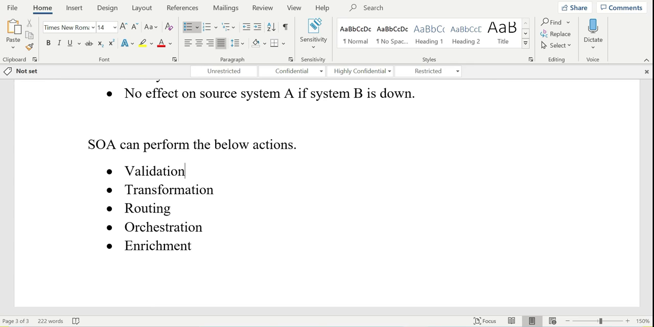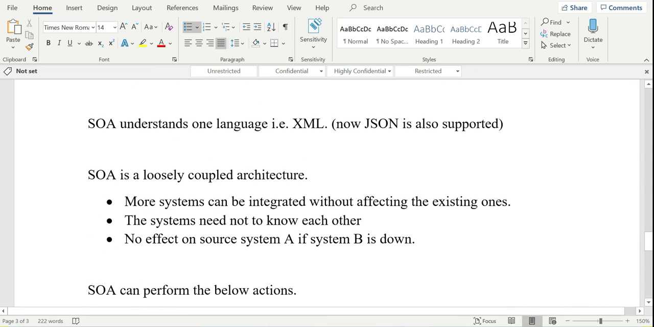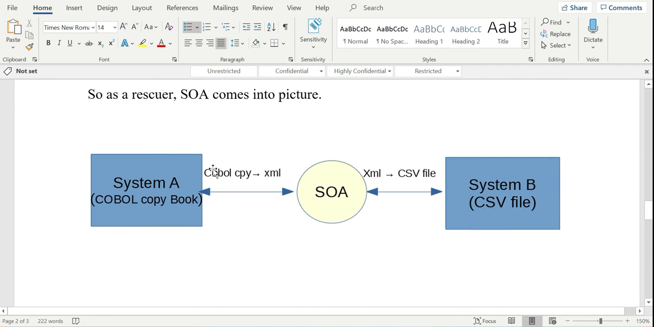Transformation means to convert the source structure into the target structure. Suppose, as I already showed you above, let me take you to the picture. Suppose system A is a mainframe system, and system B is a system that runs on some Java application, or suppose a .NET application. System A communicates using a COBOL copybook data structure, and system B supports a CSV file structure.